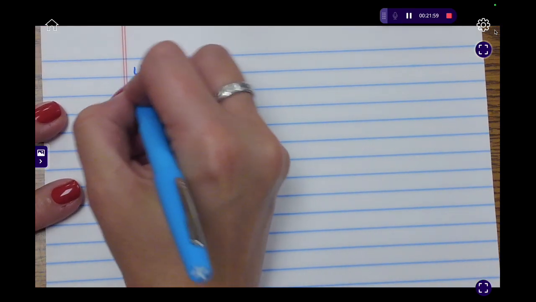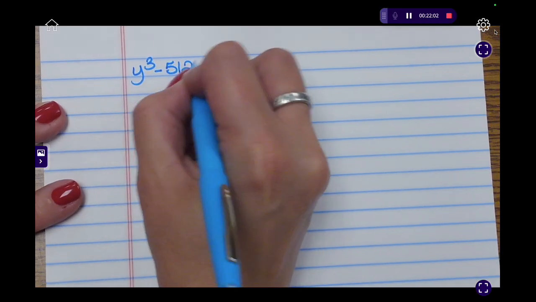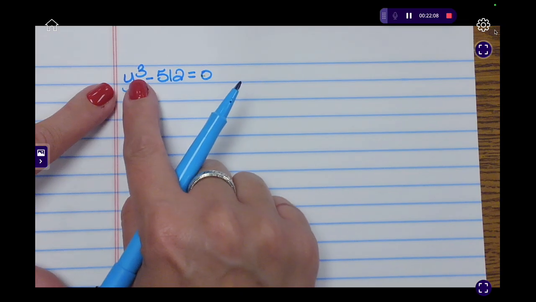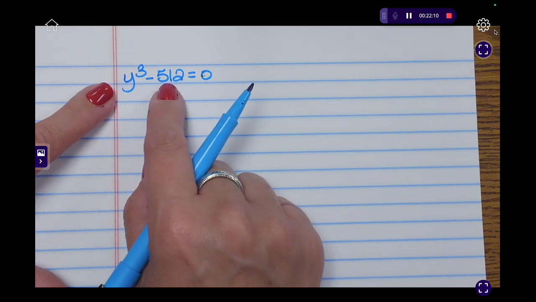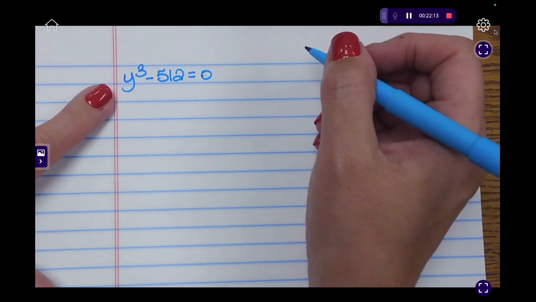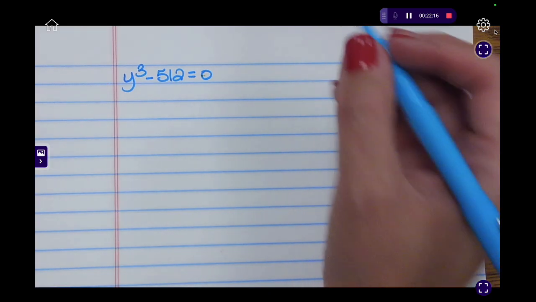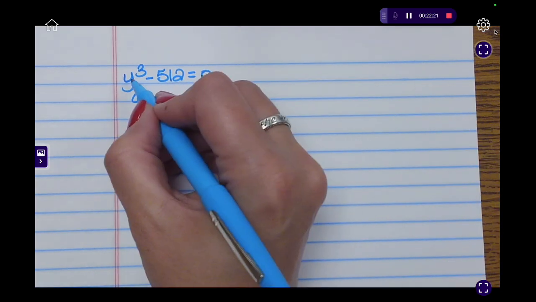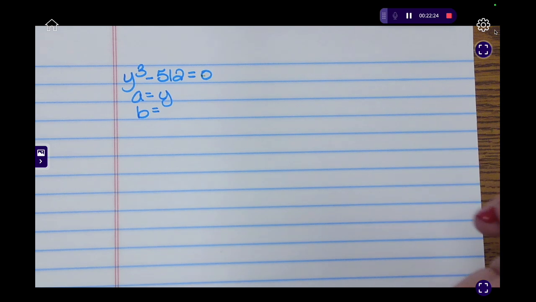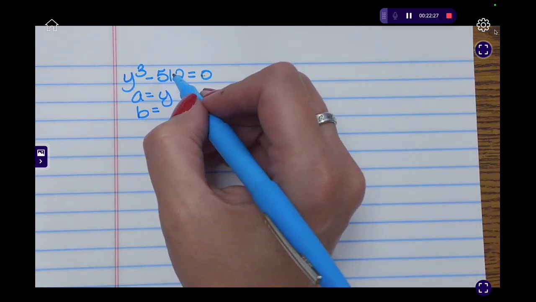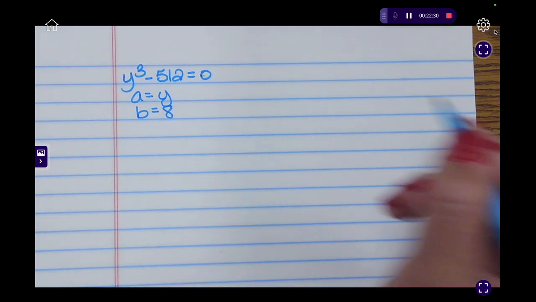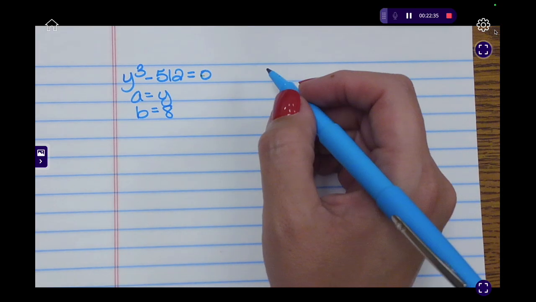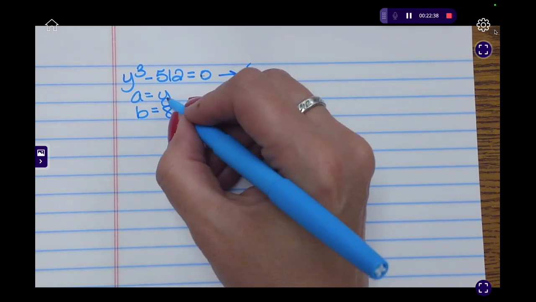So let's try y to the third minus 512 equals 0. So notice it's a cubic. I've got that cube right here. So this is a difference of cubes. This is one where we have that set formula. Remember, for that set formula, I just got to find my a value and my b value. Looking at this, the cube root of y to the third would be y. So that's my a. The cube root of 512 is 8. That's my b. So set formula for the difference of cubes. I'm going to take a minus b.